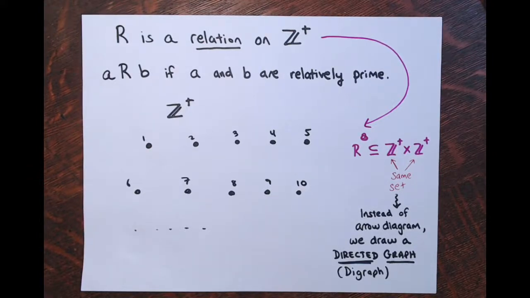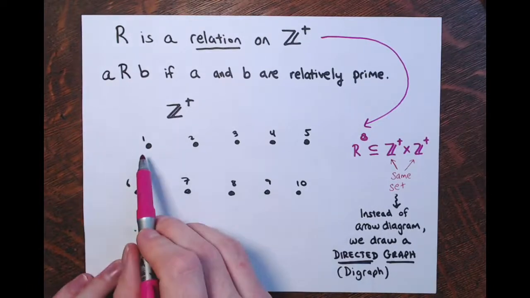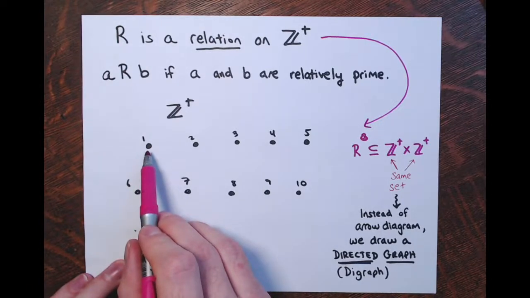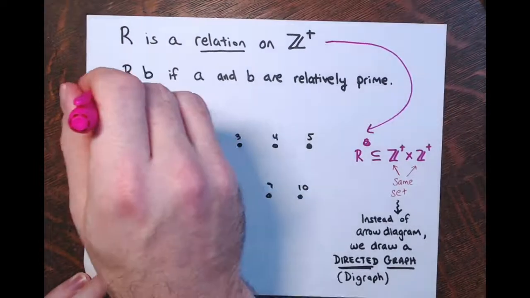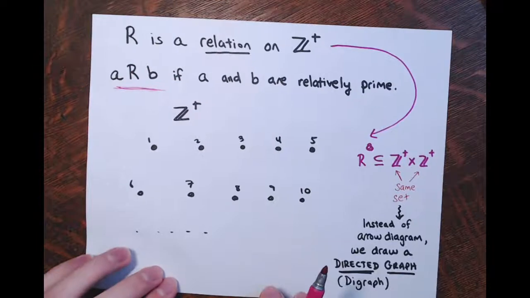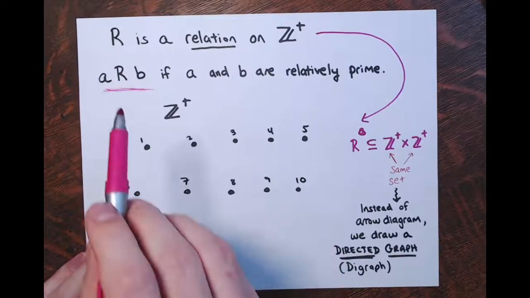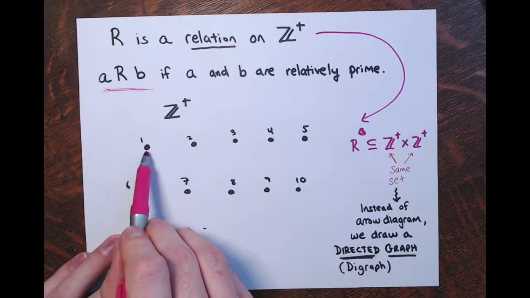And then if an element is related to another element, if it satisfies this, then I draw an arrow between them. So like, is 1 related to 1? Yes. The largest number that goes into both 1 and 1 is 1.